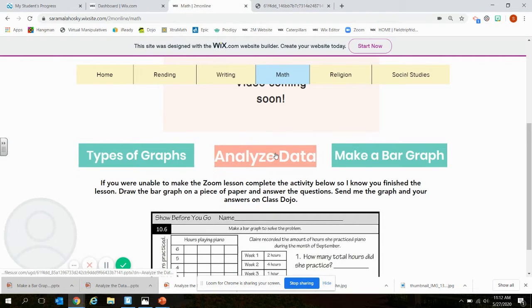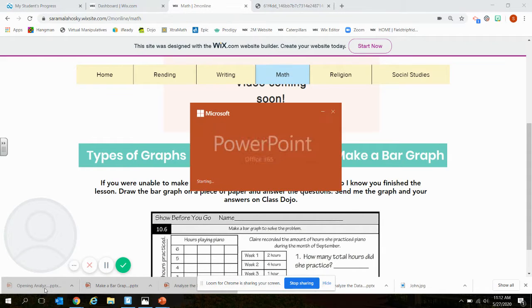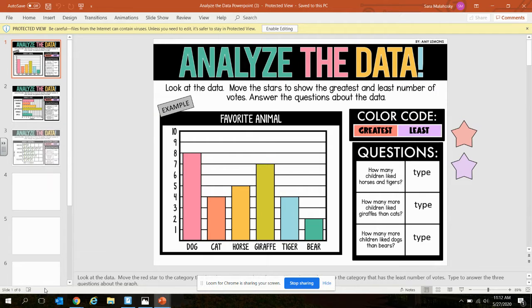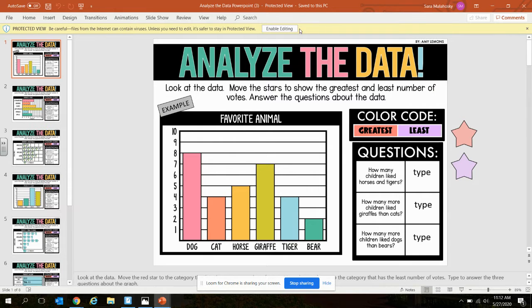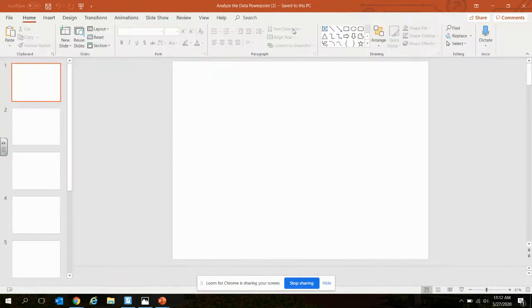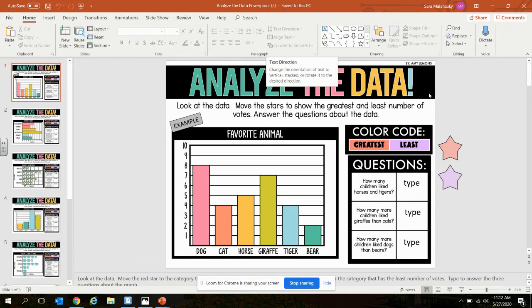So we are going to work on analyzing data. That means that we're looking at the data and we're going to answer some questions about it. So for this one, for favorite animal, we're going to look at the data. We're going to move the stars to show the greatest and least number of votes, and then answer the questions about the data. So we're looking at favorite animals, and we can tell from the bars how high or low they are, which one is the favorite.